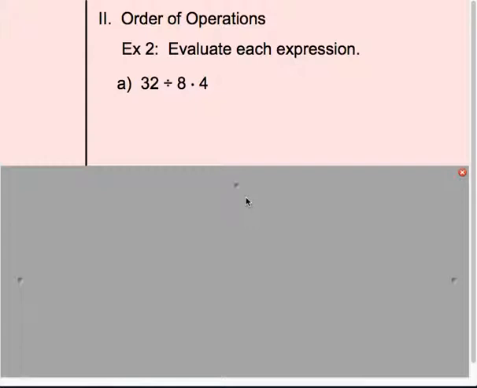So this video will pick up right where the last video left off, so just go ahead and continue your notes. We're going to take a look at order of operations. Our first expression is 32 divided by 8 times 4.